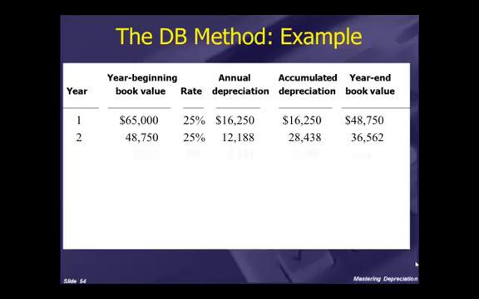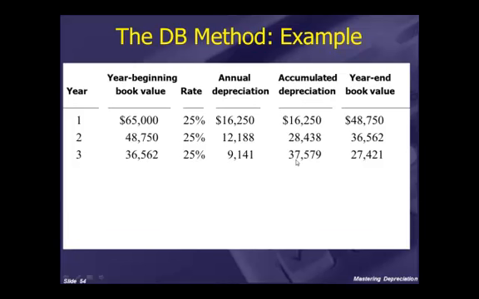I want to point out that we're ready then to look at year 3. Year 3, you're taking that year-end book value. It becomes the beginning book value for year 3. You're multiplying that times the rate of 25% because it is 12.5 times 2. That gives you 9,141 for annual depreciation. You add that to the accumulated depreciation for year 2, and it equals 37,579.